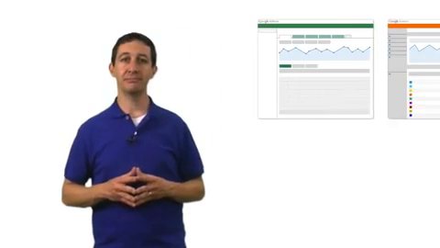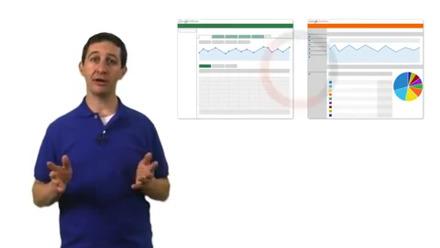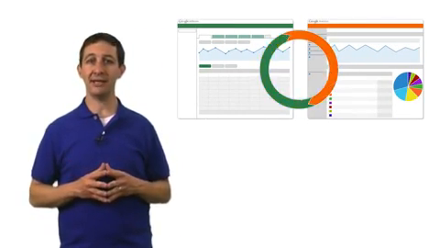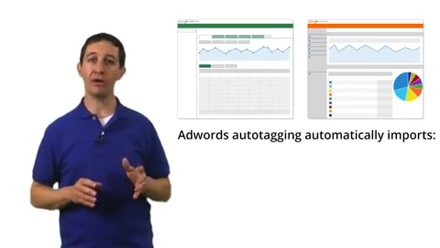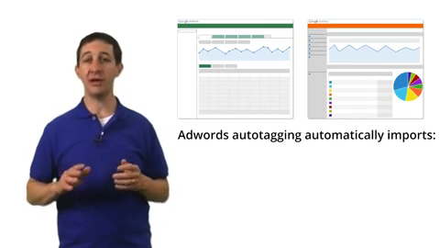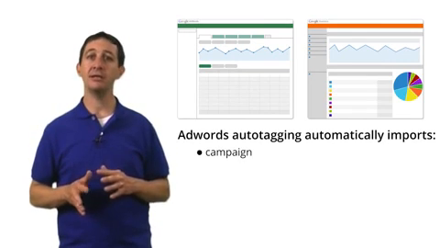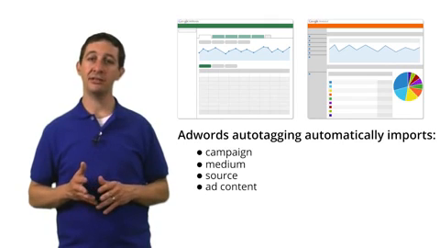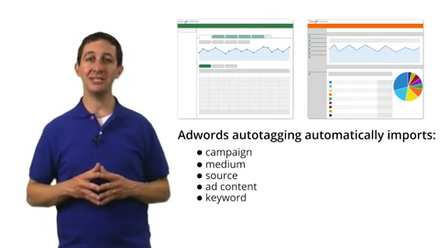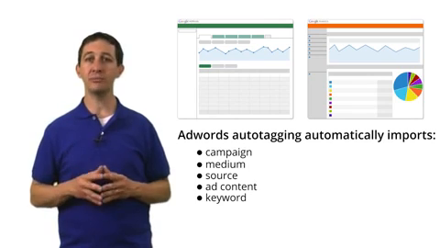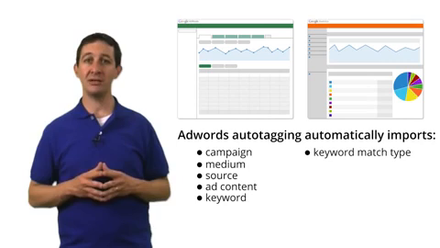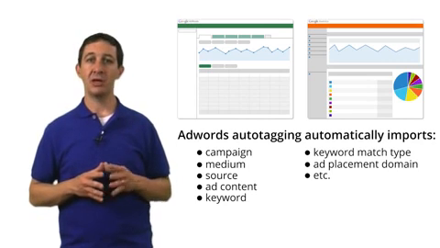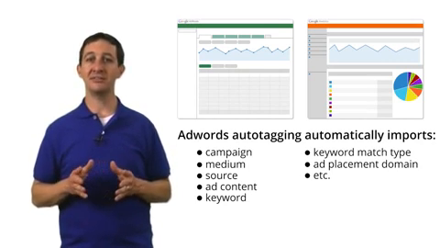Now let's briefly talk about tracking traffic from Google AdWords. Google Analytics and Google AdWords are connected, so there's no need to manually add campaign tags to your AdWords links. AdWords auto-tagging automatically populates the 5 dimensions that we previously discussed: campaign, medium, source, content, and keyword. In addition to these dimensions, auto-tagging also imports other dimensions specific to AdWords campaigns, like keyword match type and the ad placement domain. By default, AdWords auto-tagging is enabled for your account.